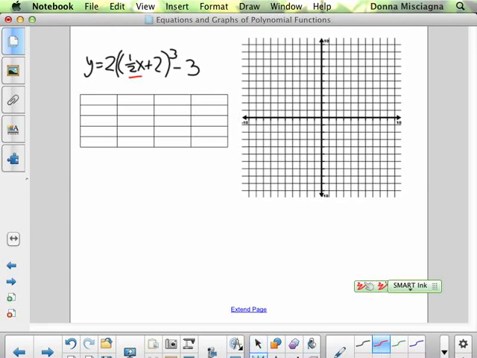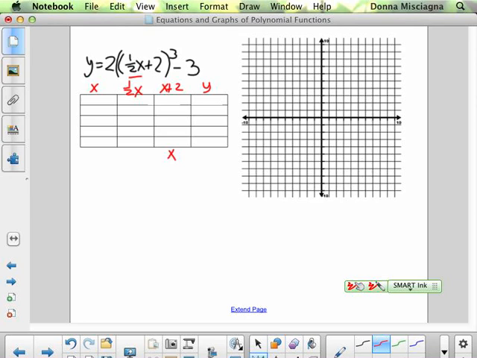All right, so our first column, and we're going to deal with each one separately. So we have our x. We have the 1/2 x. I think I might be short a column. Then we have the +2. And then that's the end of our x's. So that value is going to be our x coordinate. Then we have our y.